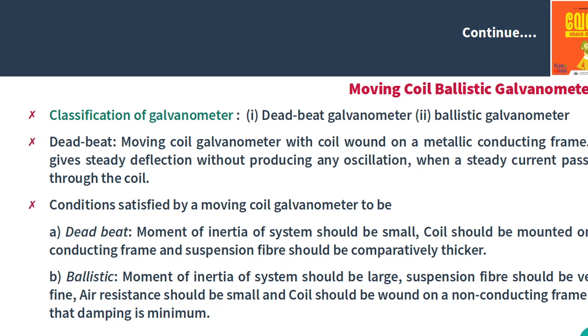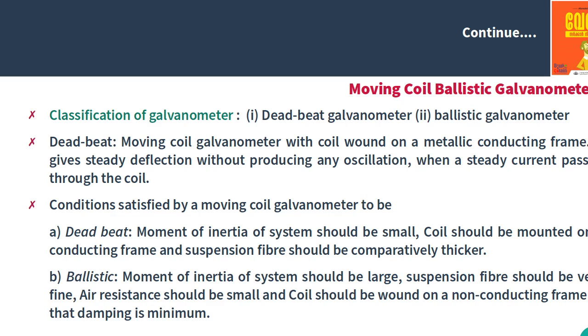To become a deadbeat galvanometer, the moment of inertia of the system should be small. So that the time period of oscillation will be small and there won't be any oscillation. So moment of inertia should be small, the coil should be mounted on a conducting frame, and the suspension fiber should be comparatively thicker. These are the three conditions we mainly say for deadbeat galvanometer. If a moving coil galvanometer satisfies these conditions, then it will become a deadbeat galvanometer.